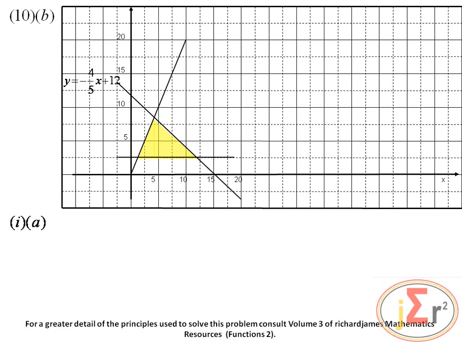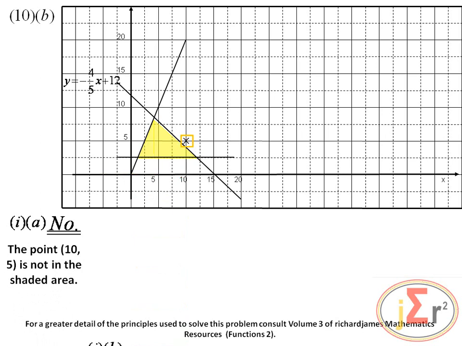State using arguments based on the graph whether the cricket club can have as members 10 boys and 5 girls. Can it have 10 boys and 5 girls? Take a look. Well, we have answered that to say no, but we need to demonstrate that the answer is actually no. So we have 10 boys and 5 girls. 10 boys and 5 girls will fall out of the shaded region. Therefore, the club cannot have 10 boys and 5 girls.